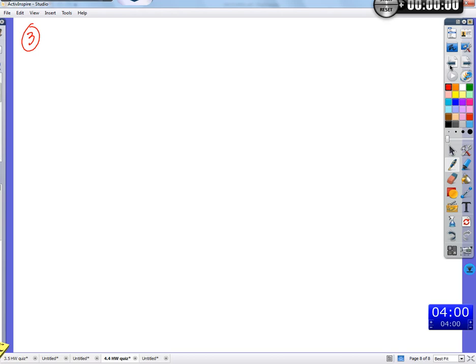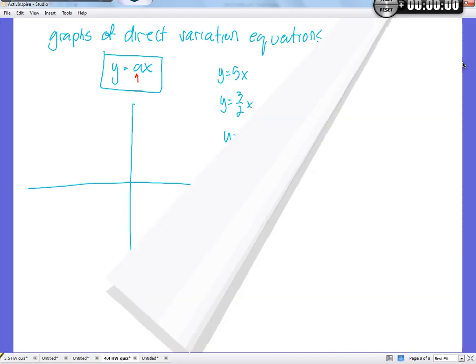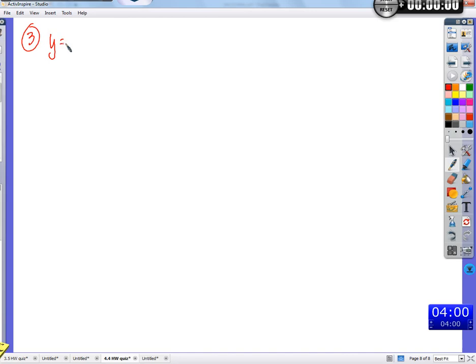Bring it back to this slide right here. So y equals a times x is what a direct variation equation looks like. So A is the number that you're multiplying by x. So what are you multiplying by x there? What number is being multiplied by x? One. Yeah, well, in this case, A equals 1.